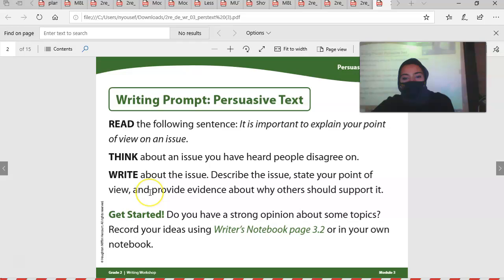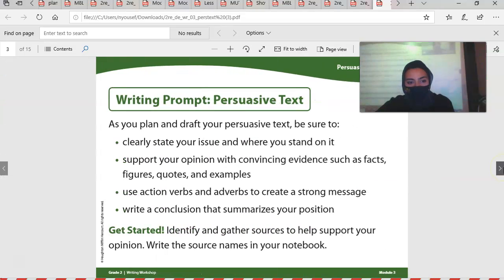So some people wrote that they think that we should not go to school on Friday. Okay? Because that's the things that people agree on and things people disagree on. So if yours is there should be no school on Friday, then your opinion is there should be no school on Friday. Okay? And then you have to include reasons why, basically. Okay, so let's keep going to the next page.